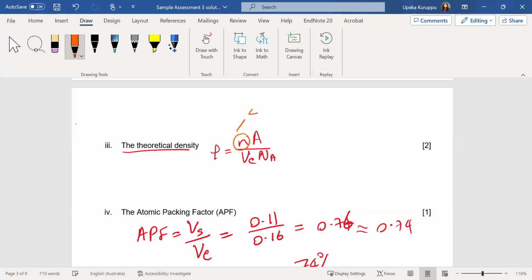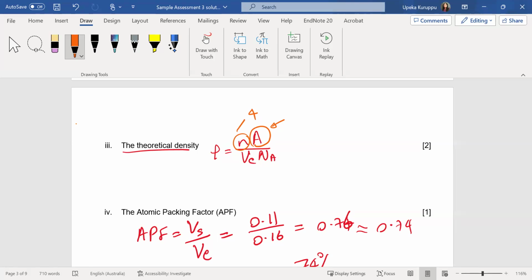N is 4, the number of atoms. This one depends on the element. If it is magnesium, you can find them. But in the question, they haven't given us the element. So the element should be given to you to find the atomic weight. If you search the atomic radius, I think this is for krypton, so you can find the atomic weight by Google searching. However, if you get a question like this, they should give you the element.